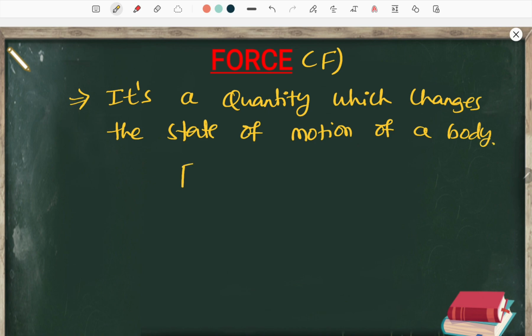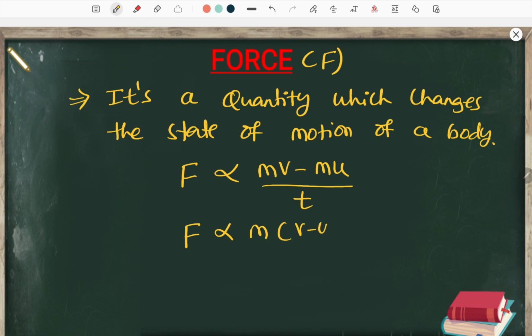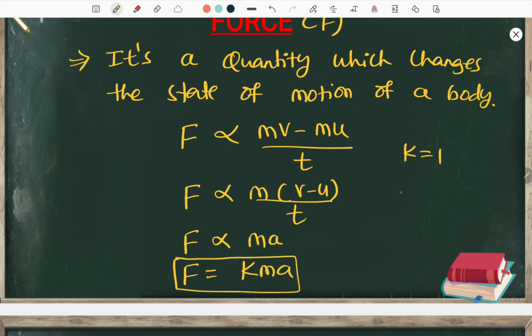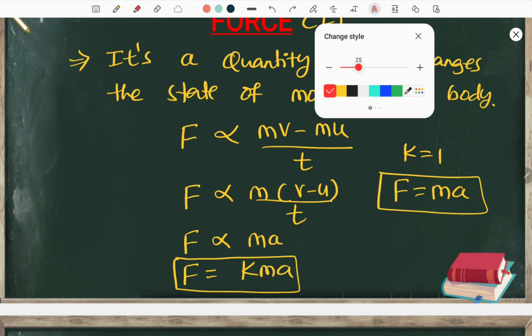Already we have studied that this force is directly proportional to the rate of change of momentum. All right, so you know this. Then here m is taken common. This is (v minus u) divided by t. Then we have F proportional to ma. Then F is equal to kma. In the SI system, this k value is 1, so F is equal to ma. This entire thing, whatever I am marking in red right now, is Newton's second law of motion.